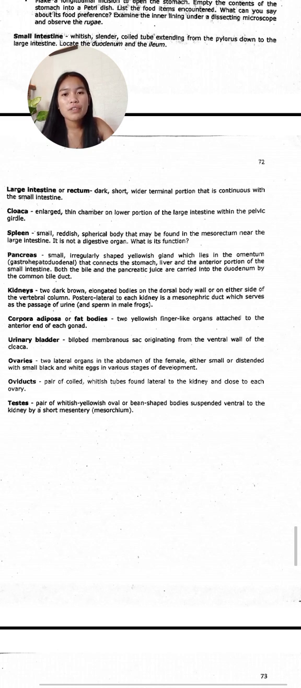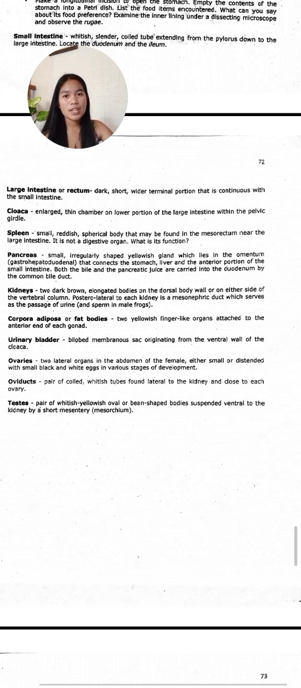So next is corpora adiposa or fat bodies. Two yellowish finger-like organs attached to the anterior end of each gonad. So next is urinary bladder. So urinary bladder is a thin membranous sac originating from the ventral wall of the cloaca. So next is ovaries. So ovaries are two lateral organs in the abdomen of the female, filled with small black and white eggs in various stages of development.